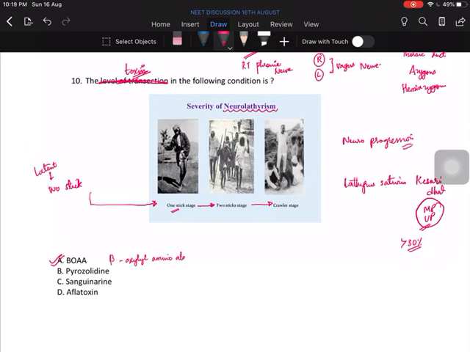The other toxins: pyrrolizidine alkaloid is responsible for endemic ascites, sanguinarine for epidemic dropsy, and aflatoxin, produced by Aspergillus flavus, which is also a carcinogen predisposing to HCC.